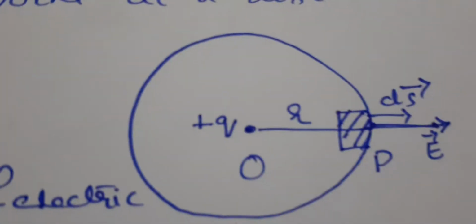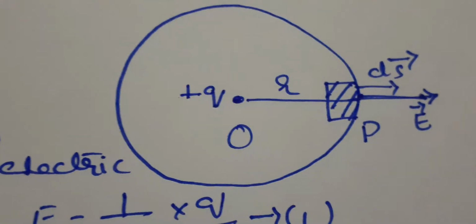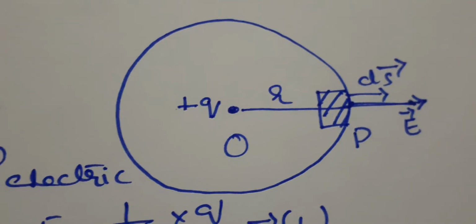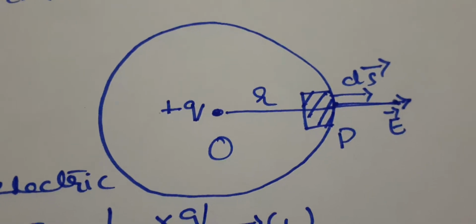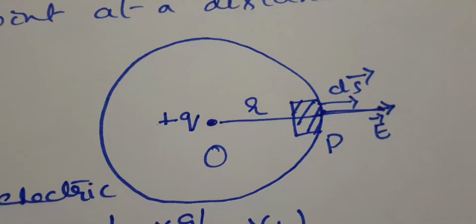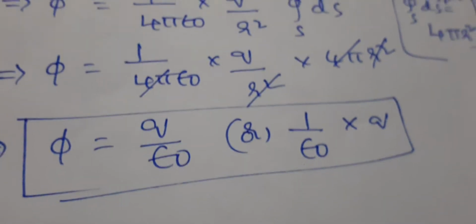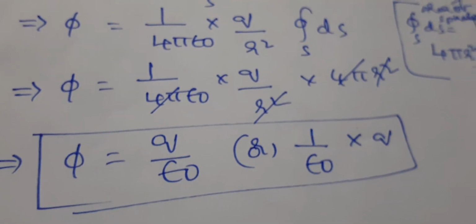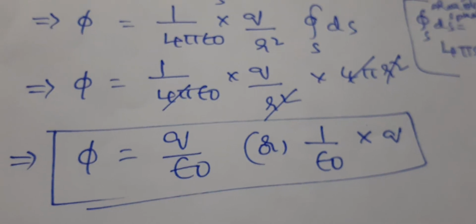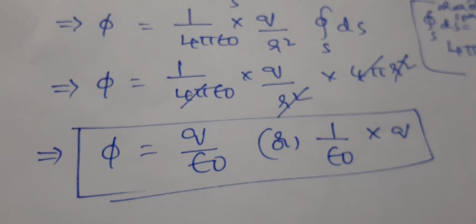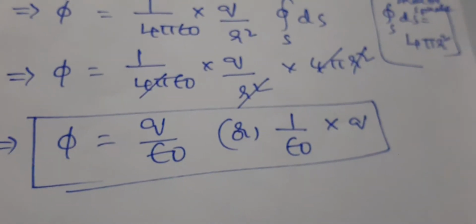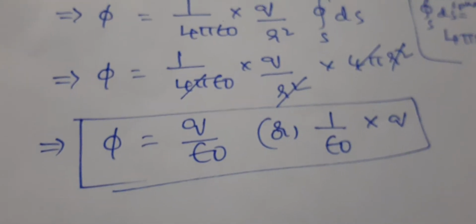So this is the surface area of the closed sphere, which is equal to 4 pi R square. So by the cancellation of 4 pi R square, we can get phi equal to Q by epsilon naught, students. So this is the proof for Gauss law. So you can see clearly.